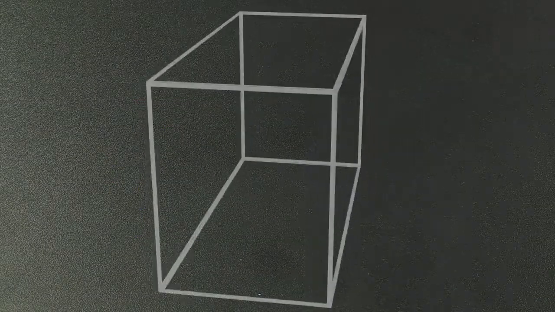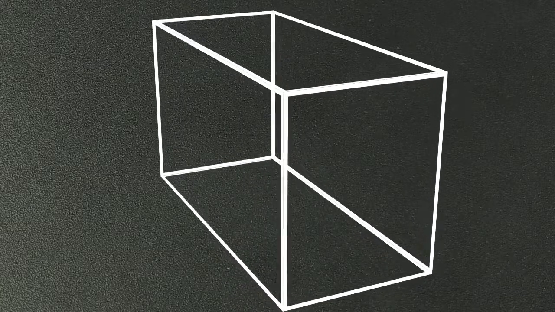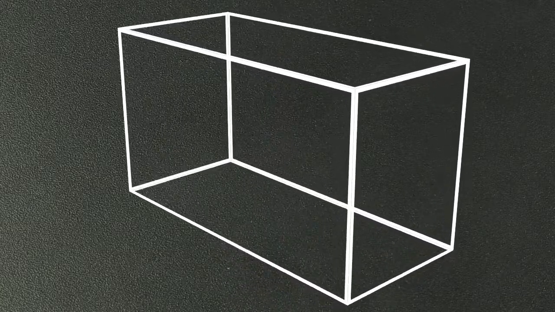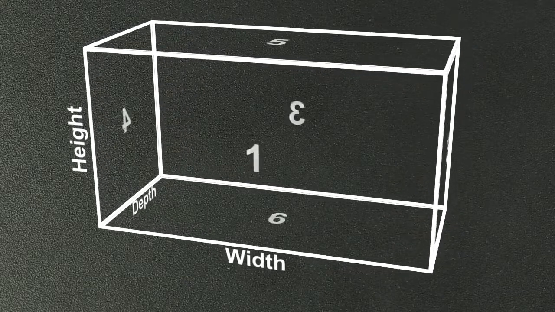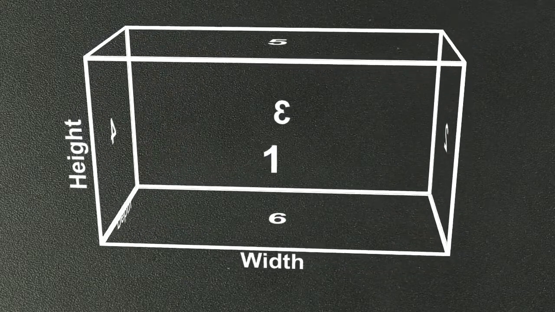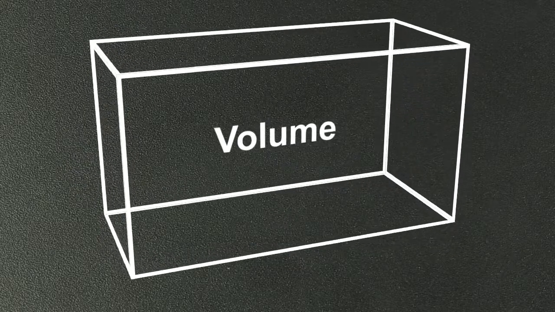Next, let's look at a three-dimensional rectangular prism. While the previous image was flat, only including length and width, this rectangular prism has height, width, and depth, and each of the prism's 6 faces is a rectangle. The space the entire prism occupies is called volume.